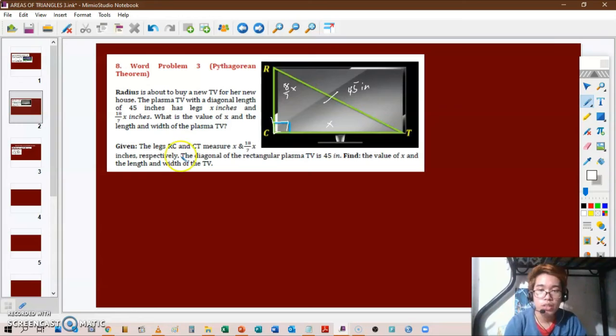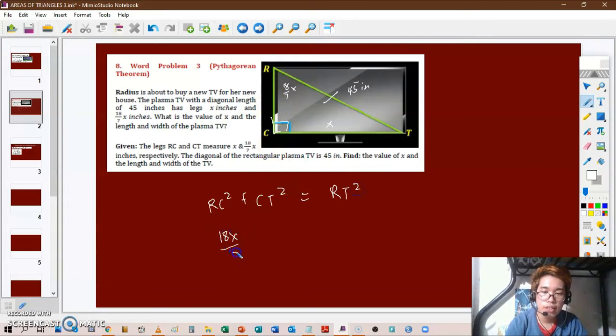So we have here a right triangle. Therefore we can say that RC squared plus CT squared is equal to RT squared. And we know that RC is equal to 18 over 7x. We can square that. And for CT, that's simply x squared, which is equal to RT squared, which is equal to 45 squared.